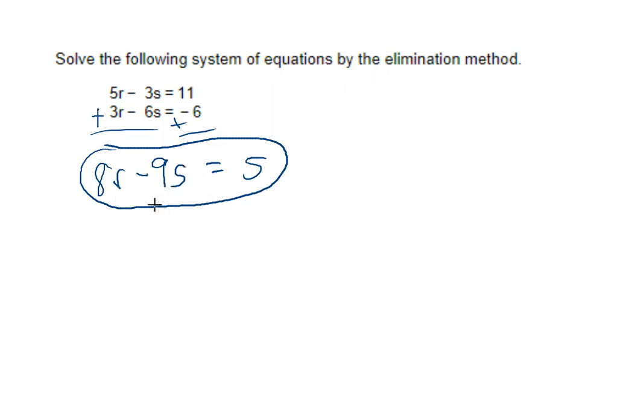So what needs to happen with the elimination method is a variable has to get canceled out, so one of them's out of the picture. Then you can solve for the other one. So this, while it's not wrong, is not getting us where we need to go.